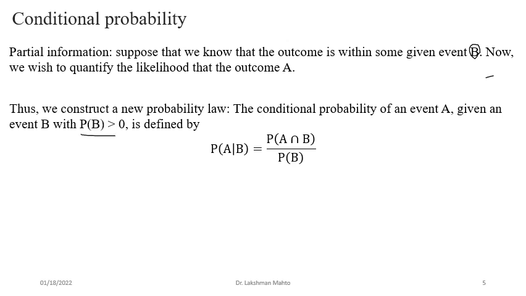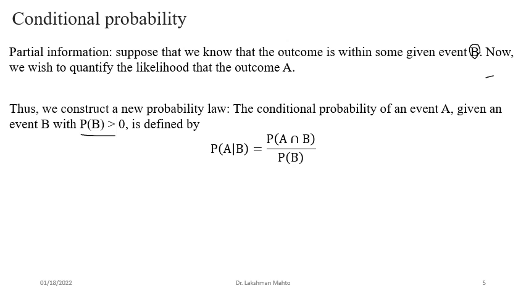If it is a null kind of event, it would be meaningless. Null means simply no information, so there must be some information. That's why the probability of B must be greater than zero. So B is given to us, and then what is the probability of A? We define it through this ratio: probability of A intersection B divided by probability of B.